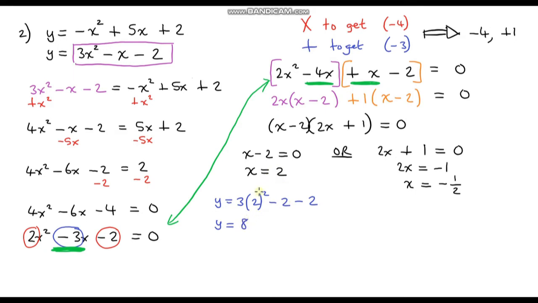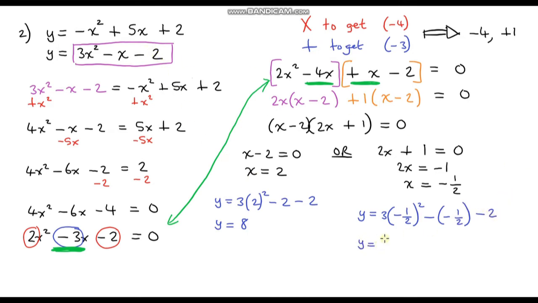So we have our solutions for one of the pairs. Now let's look at the other pair of solutions. What happens when x is equal to negative a half? Well, y is going to equal, let's use the same equation, 3 times x squared. So that's negative 1/2 squared. And then subtract x, so we're going to subtract negative a half, and then subtract 2.